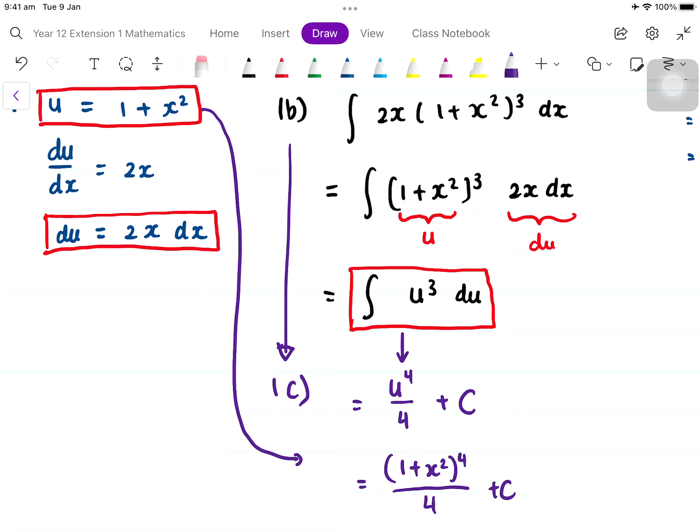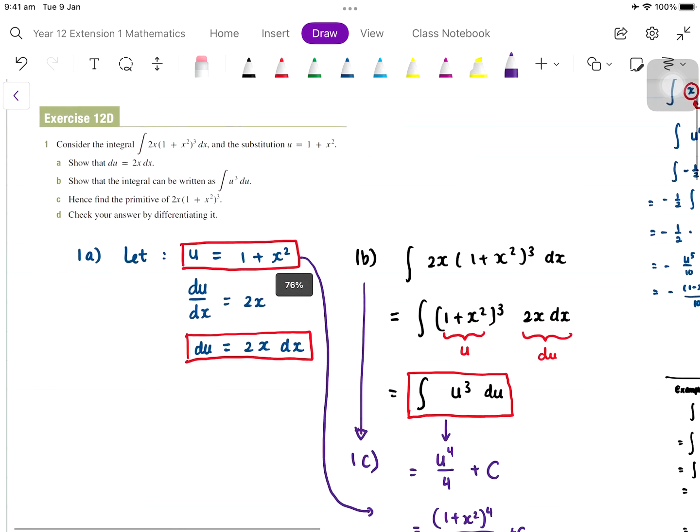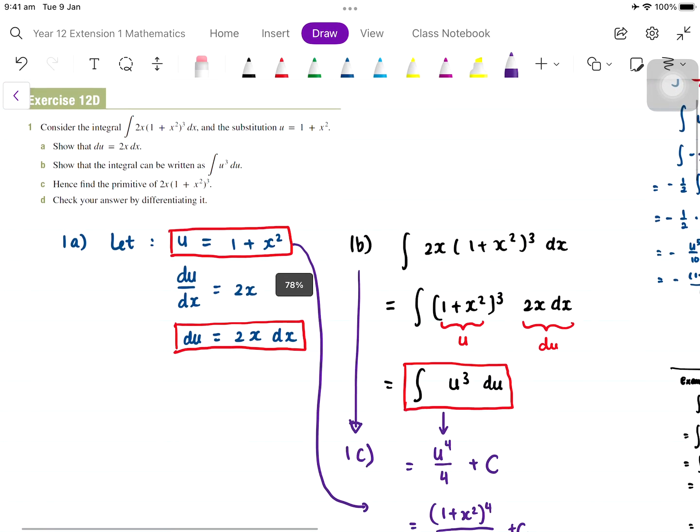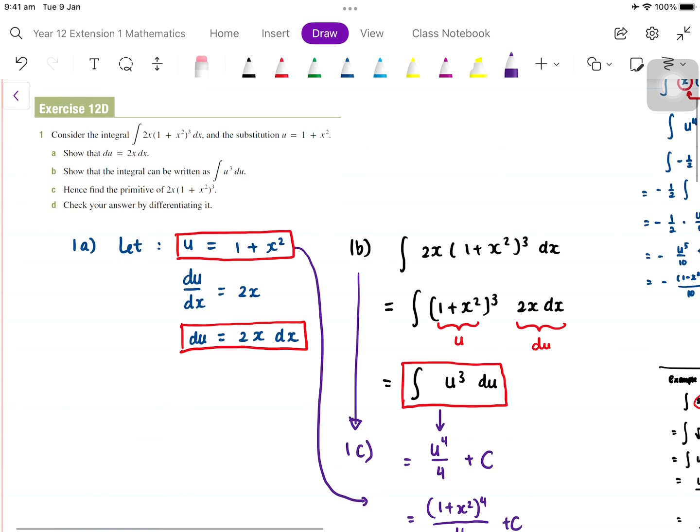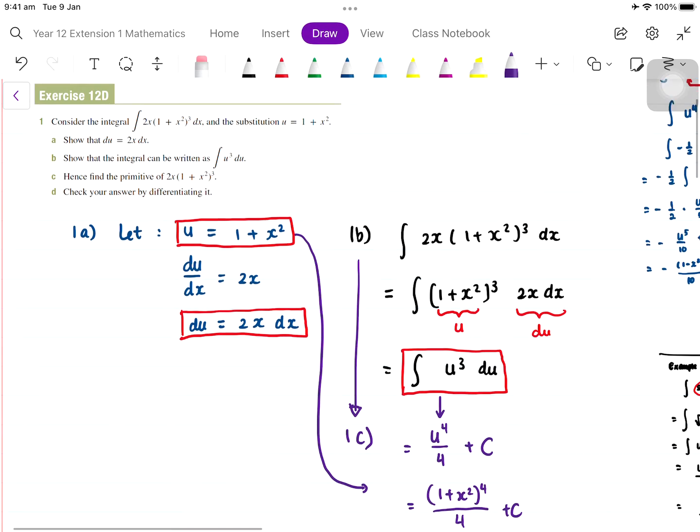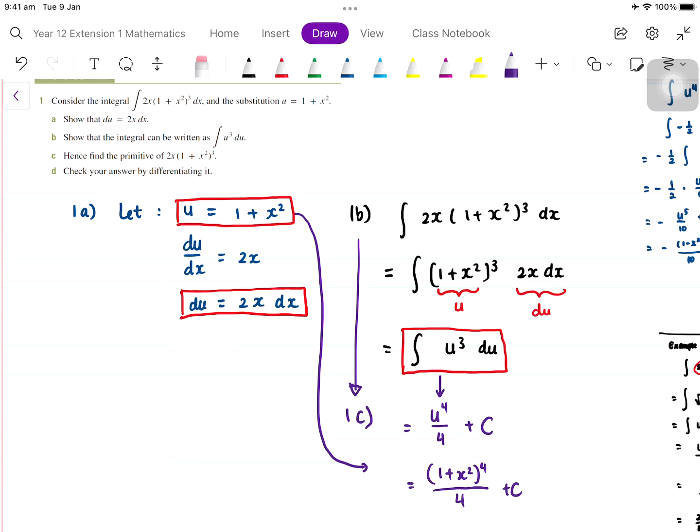Okay? Now let's continue. It says, check question D. It says this time check your answer by differentiating it. Check if it will give us 2x times (1 + x²) to the power of 3 or not.